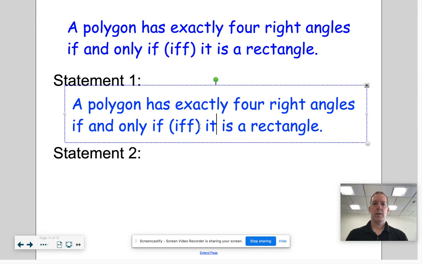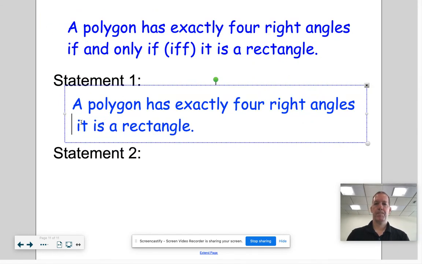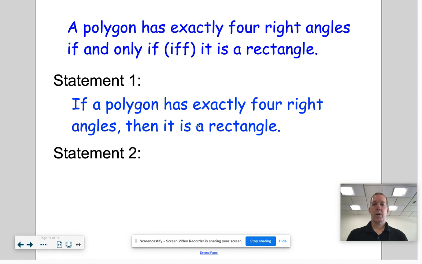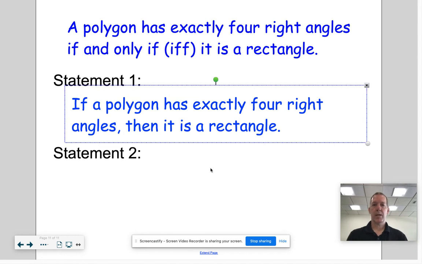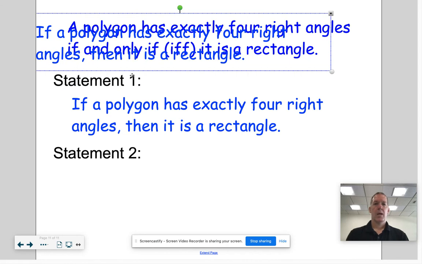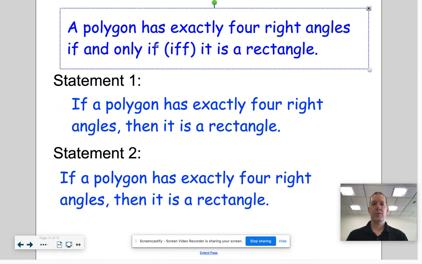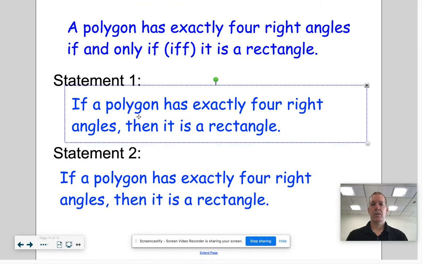Okay, we're going to get rid of the "if and only if" part and put in a "then." In the beginning, I'm going to put in an "if." So that's one way of writing this. If a polygon has exactly 4 right angles, then it is a rectangle. Right? And that would be a true statement. If I know this original biconditional is true, then I know that the original statement would be true.